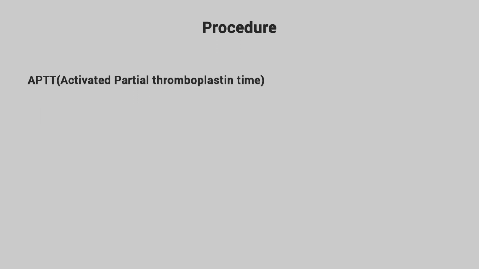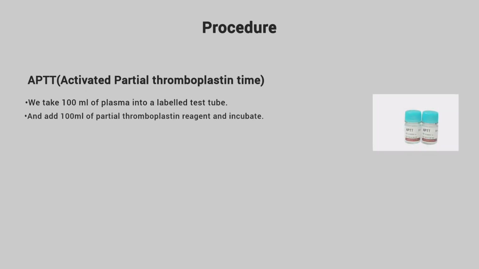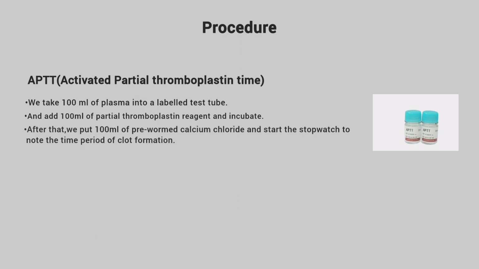And for APTT, we take 100 ml of plasma into a labeled test tube and add 100 ml of partial thromboplastin reagent and incubate. After that, we put 100 ml of pre-warmed calcium chloride and start the stopwatch to note the time period of clot formation.